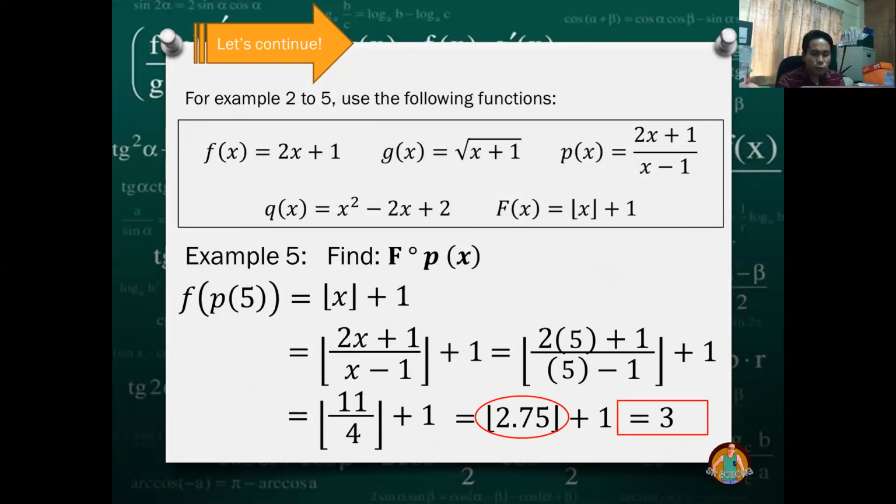Again, yun yung floor function or the greatest integer function natin that we discussed before in our lesson in addition.